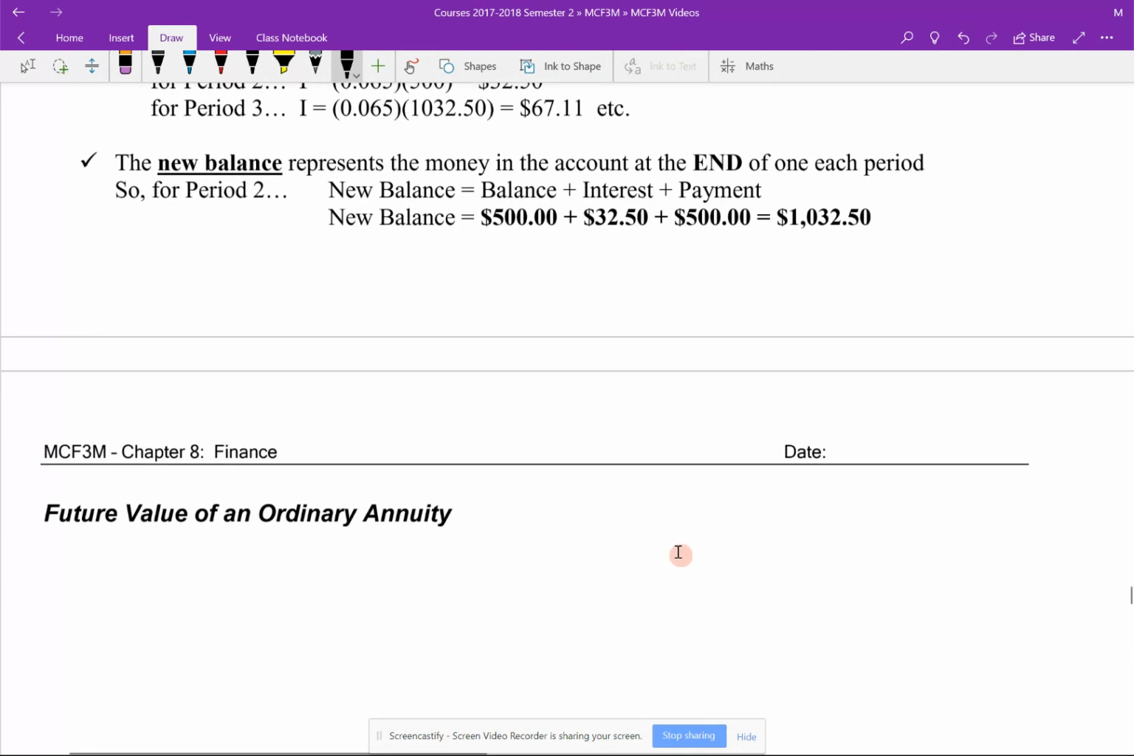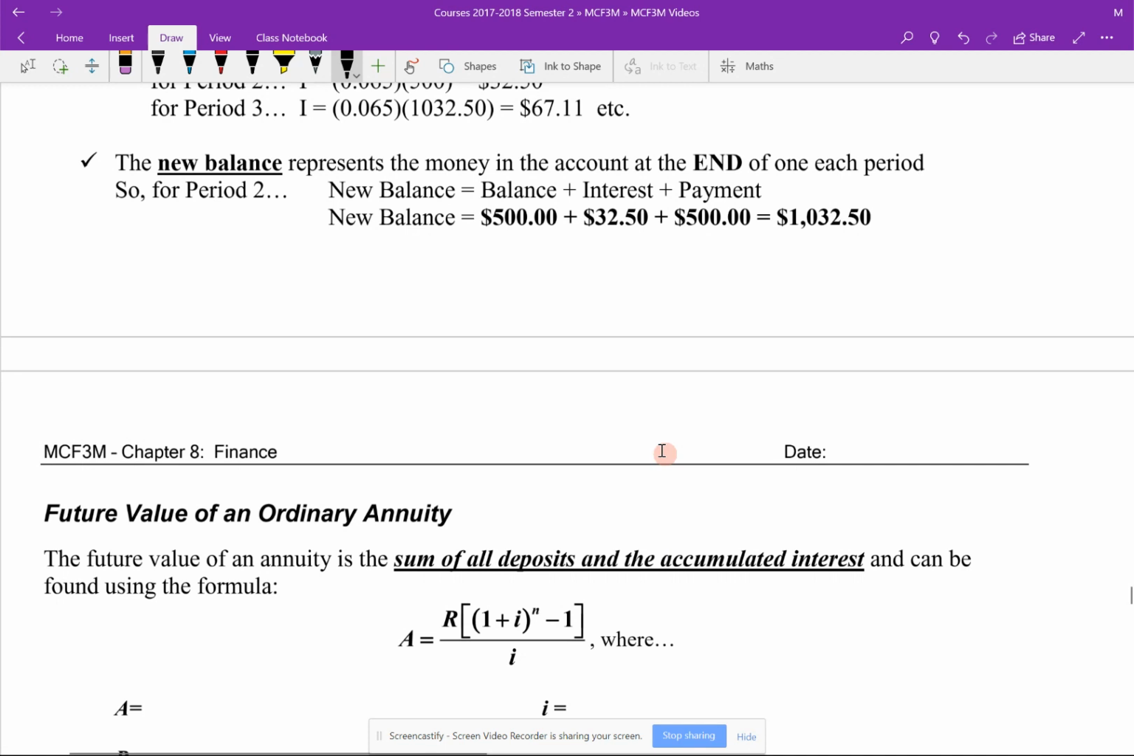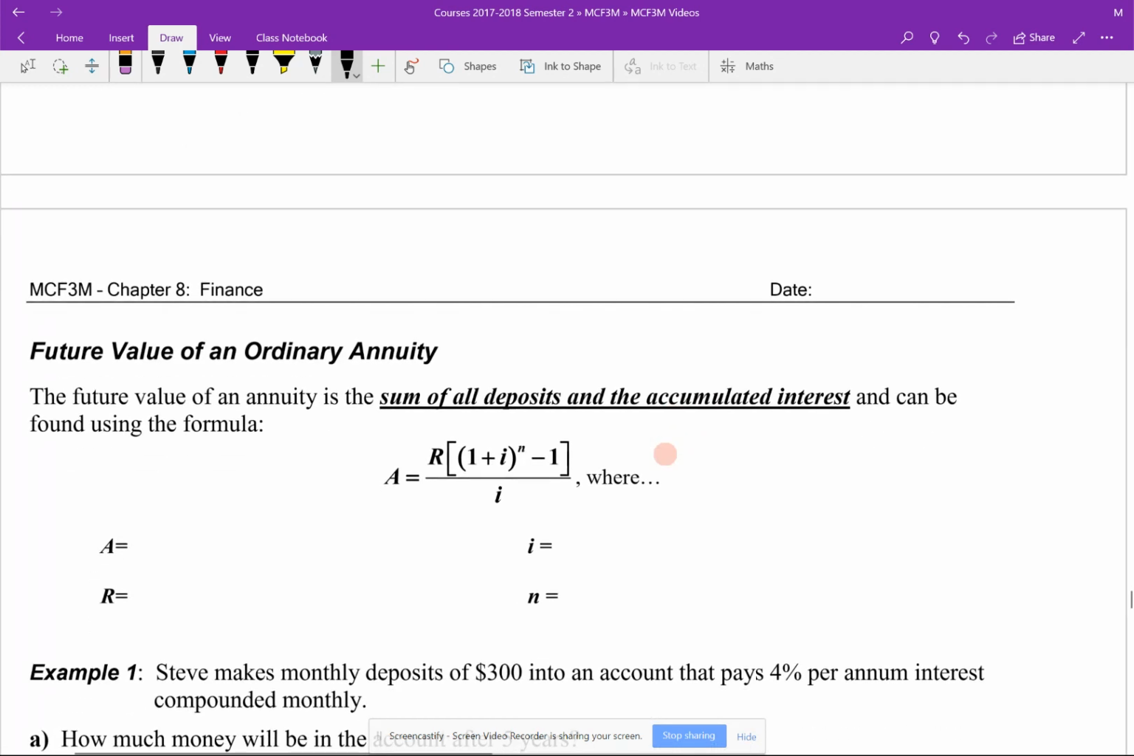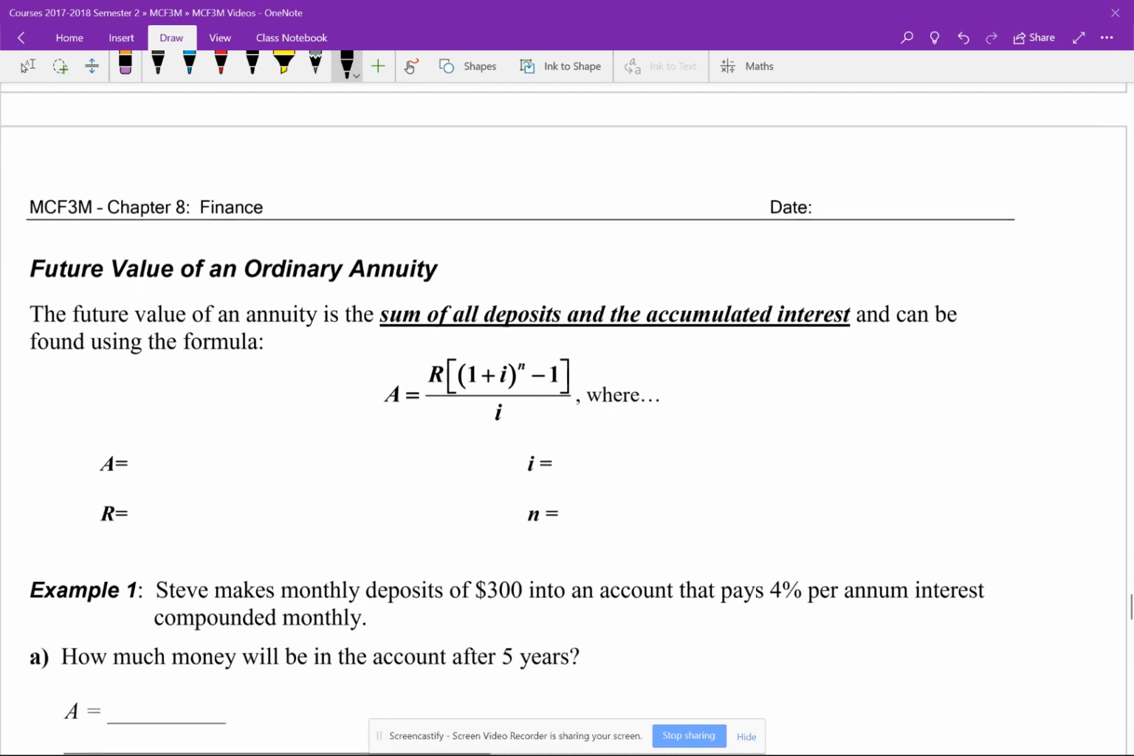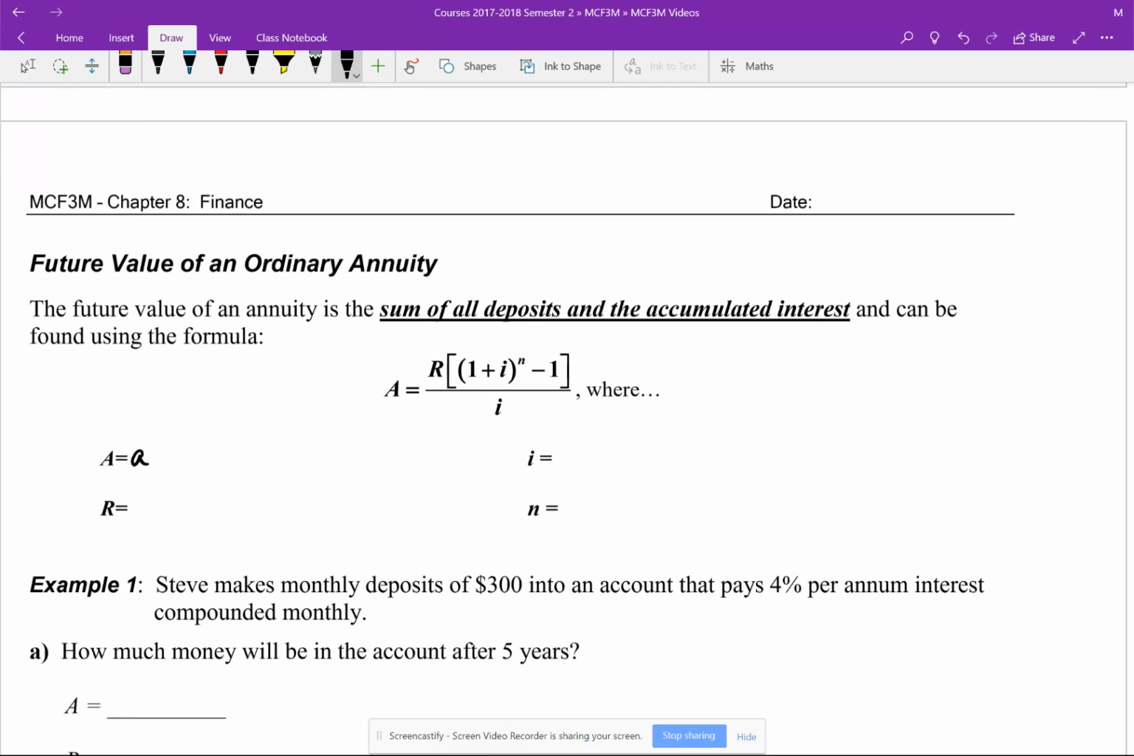Okay. Now, how do I calculate this without a table? Well, let me introduce to you a formula that we can use. The formula for the future value of an annuity is the sum of all the deposits and the accumulated interest and can be found using this formula. Okay, so let's write down these different variables. What do they mean? So A is the accumulated amount or the future value.